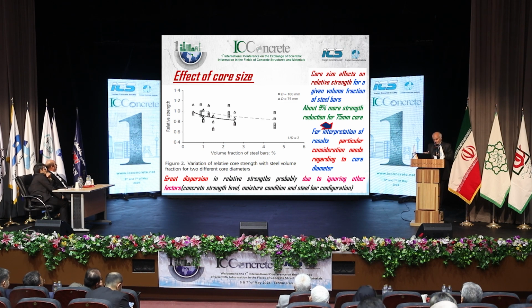About the difference between 75 and 100 millimeter on the result, you will expect about 9% more strength reduction for the 75 millimeter core. So if you take a core diameter lower than 100 millimeter, you need to expect more reduction in the core strength with a steel bar. So for interpretation of the results, particular consideration needs to be given to the core diameter.